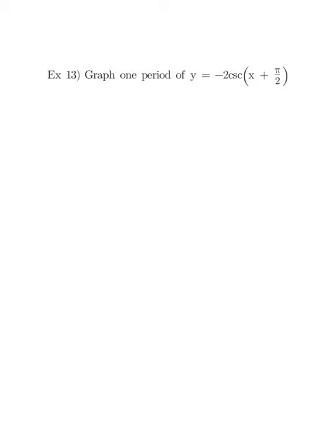On example 13, we are asked to graph one period of y equals -2 times the cosecant of the quantity x plus pi over 2. In this case, our A is -2, our B is 1, and we do have a C this time. It is pi over 2.